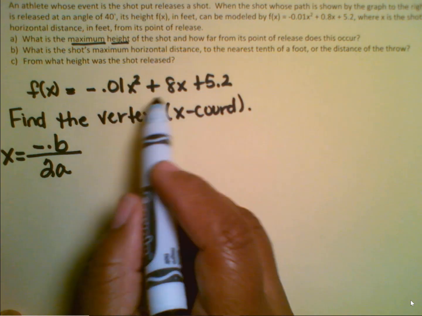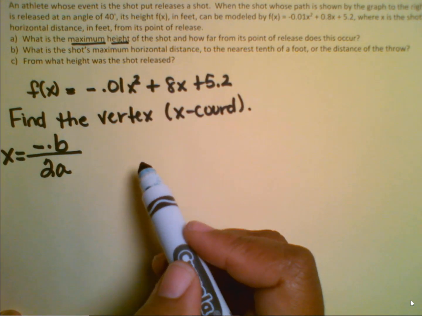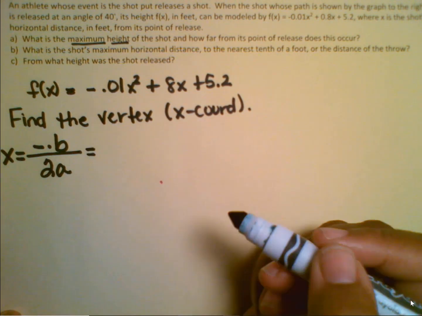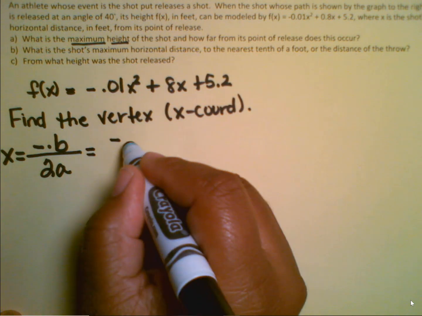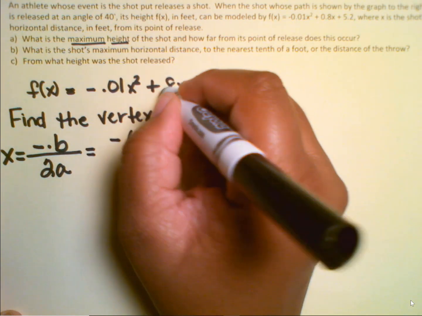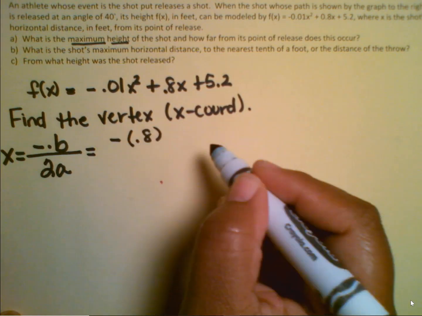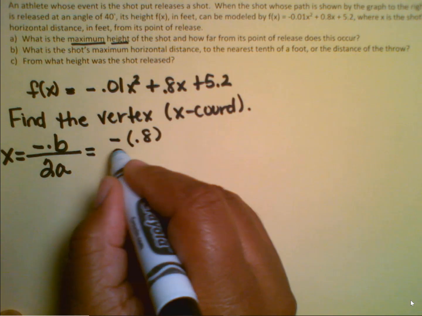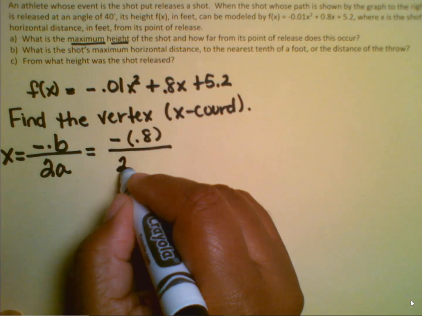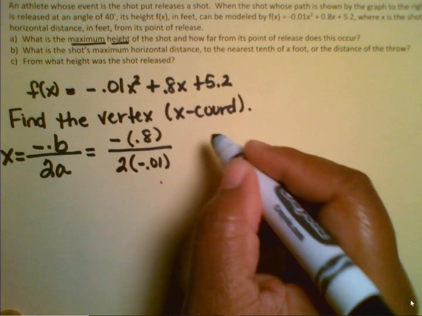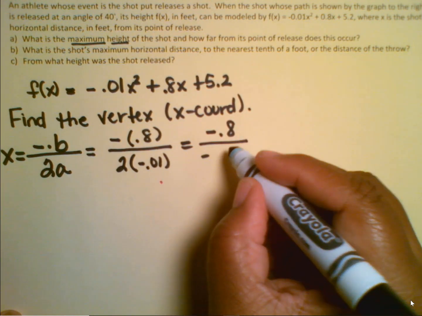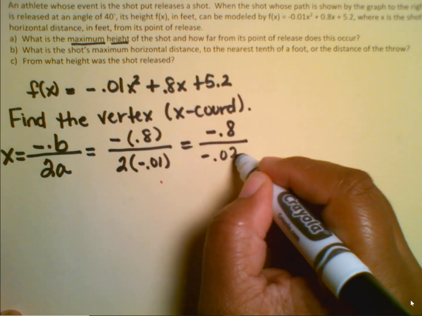So we have our b, which is 0.8, and we have our a, which is negative 0.01. So we're going to plug it into our formula. We have negative, and this should be 0.8. Sorry about that. So our b is going to be 0.8. I wrote the equation incorrectly. And then our denominator, we have 2 times negative 0.01. So we have negative 0.8 all over negative 0.02.